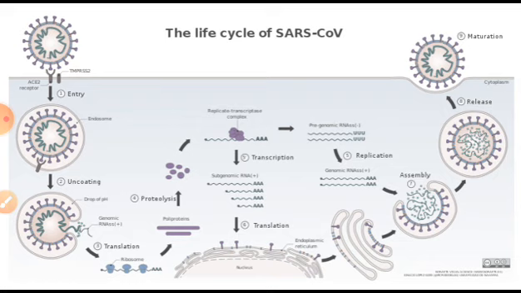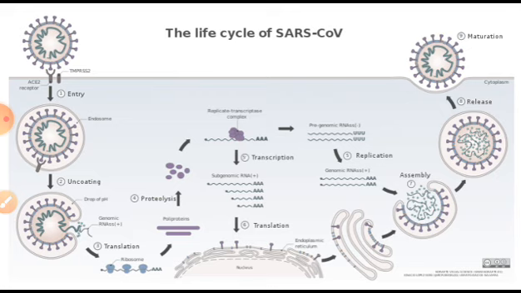Usually the coronavirus binds on the ACE2 receptors, and once it binds in, it allows the fusion of the virus into the host cell membrane, and then it enters through endocytosis. There it forms the endosome, and after that there will be uncoating. Uncoating means the outside coat will be dissolved, and the inside genetic material comes out.